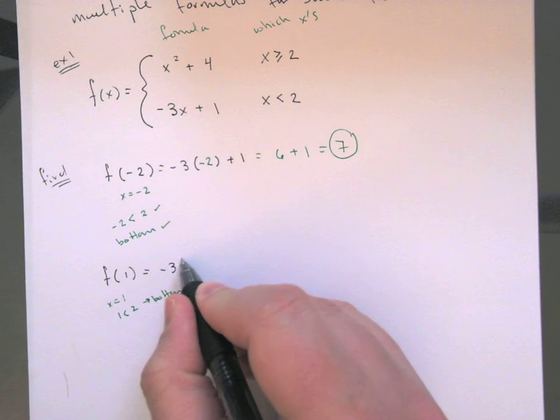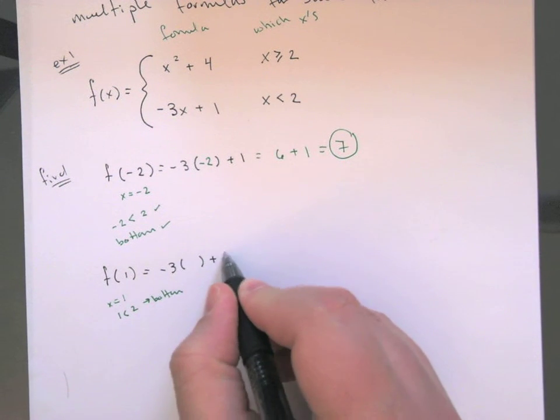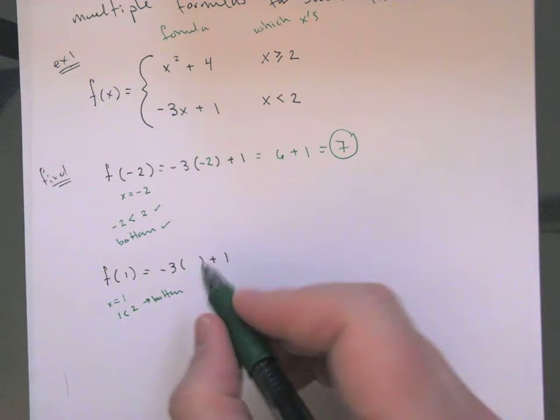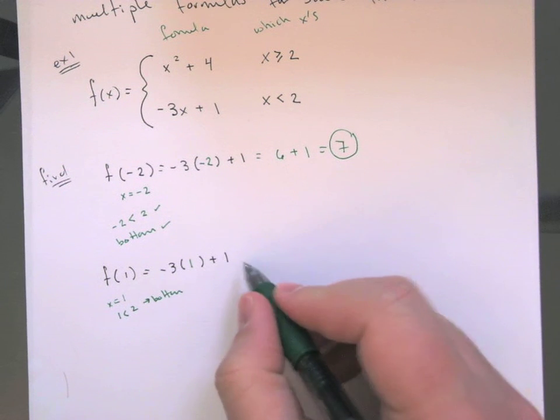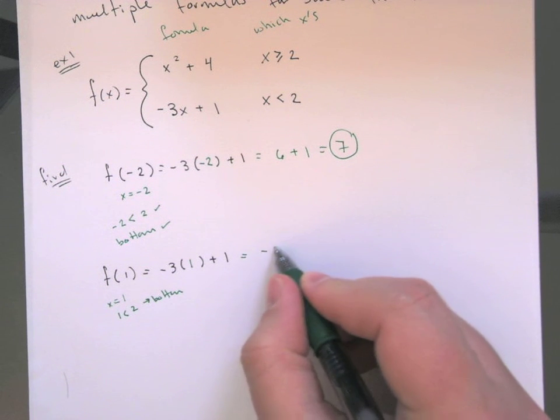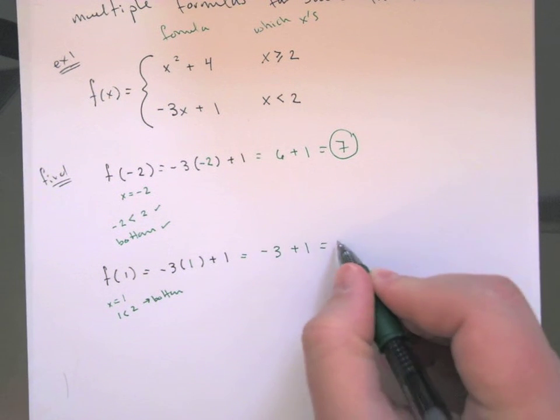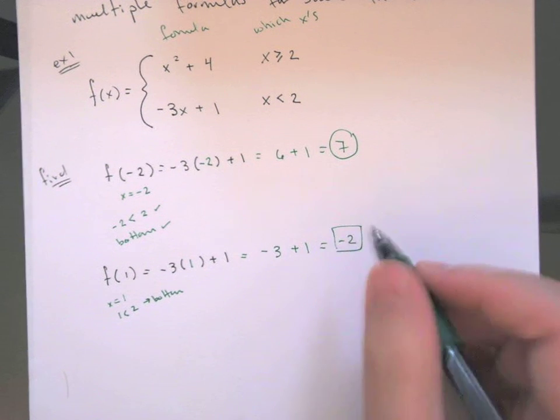So we'll just repeat that again. So negative 3 times my positive 1 in parentheses, and then we're going to have a plus 1 on the end. So we'll sub our 1 in. What the result is, right, negative 3 times 1 is negative 3 plus 1. So our result here is minus 2.